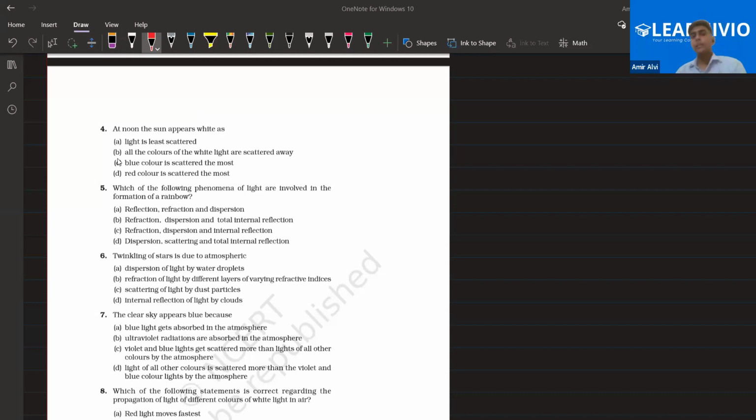So the reason is that at noon the sun is almost above the head, right? At that point of time, the sun is very close to the Earth's surface. Due to that, the light rays have to travel less, so there will be very little scattering. That's why the light coming from the sun will be completely white light. So that's why at noon the sun appears white.